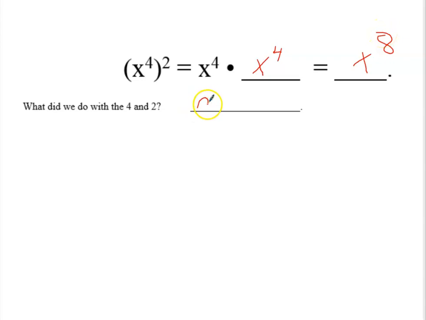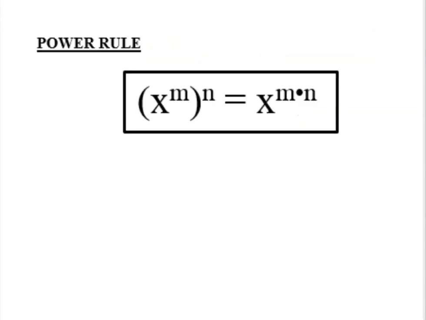Another way that we can get that is by multiplying these exponents together: 2 times 4 to get 8. So again, copy this rule down on your paper. When we have a power to a power, as I call this situation, we multiply those exponents together to get our new exponent, in this case x to the m times n.